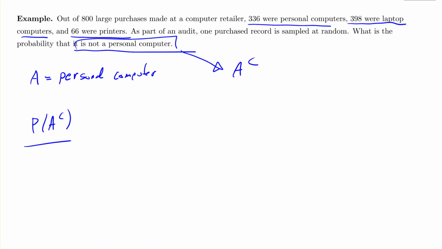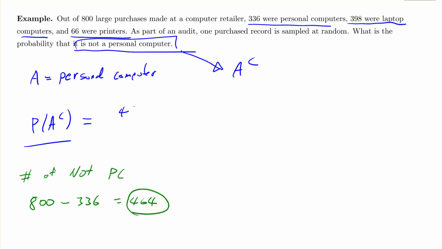So let's just calculate the number of not personal computers. Let's write PC for personal computers. Well, we have a total of 800 and the number of personal computers is 336, so we just subtract. Then 464 is the number of not personal computers. So the probability is the number of not personal computers divided by the total number of purchases, which is exactly 0.58. So this is the idea of complement.